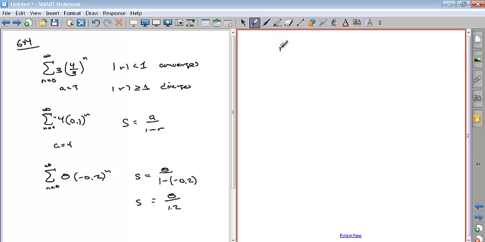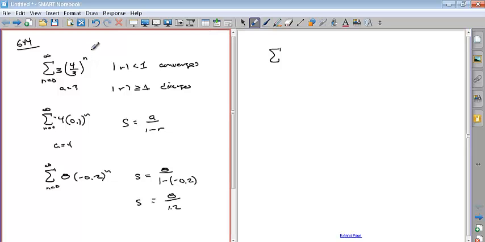Remember p-series, so this is geometric series. And I'm just going to verbally say what you would do. You can write it down, but I would say this geometric series diverges because the absolute value of 4/3 is greater than 1, and therefore according to the geometric series test, the series would diverge, something along those lines.